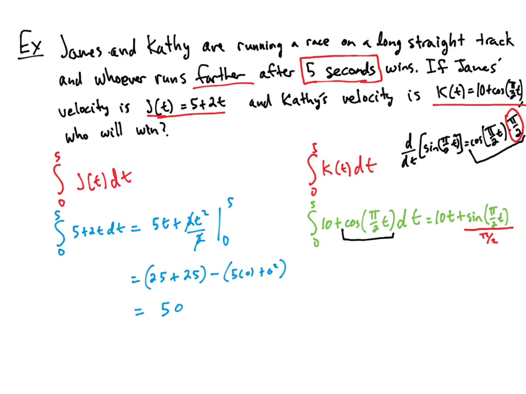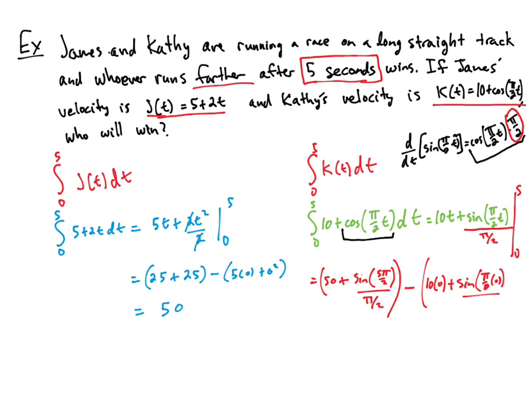Okay, so let's evaluate that from 0 to 5. So we're going to end up with 10 times 5 is 50 plus sine of pi over 2 times t. So this will be sine of 5 pi over 2 divided by pi over 2. And then we're going to subtract that. We'll subtract 10 times 0 plus sine of pi over 2 times 0 divided by pi over 2.